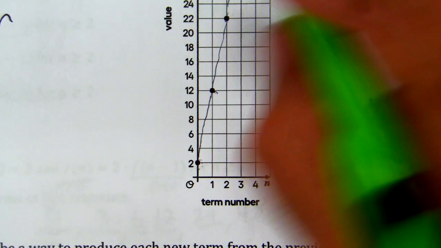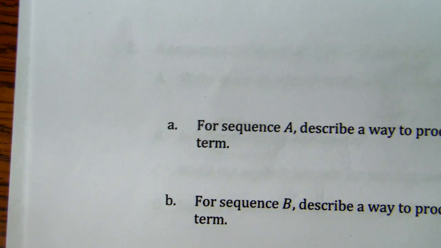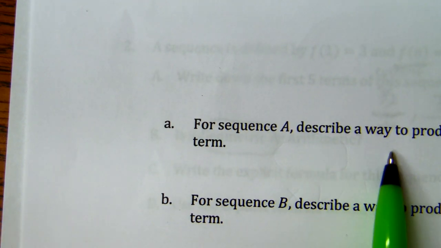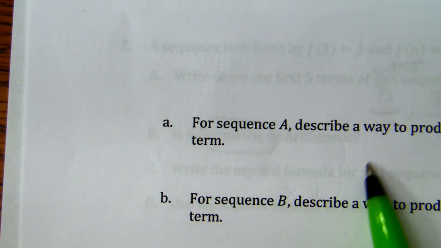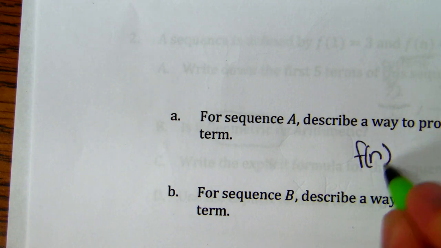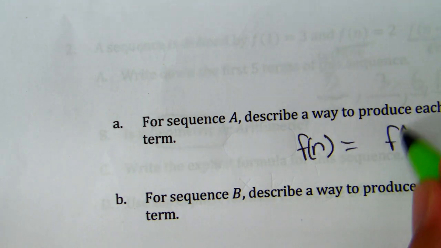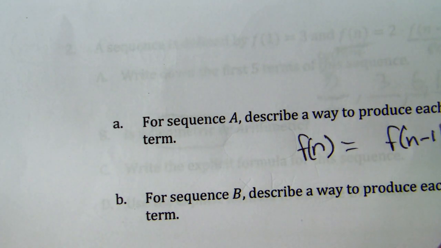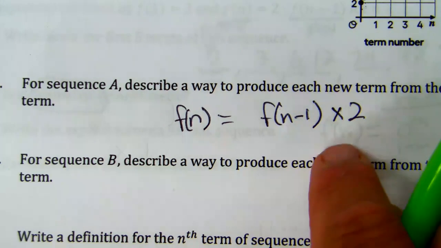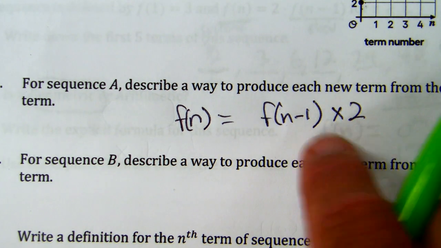Now that we've kind of studied each thing, we can go ahead and answer the questions. Sequence A, describe a way to produce each new term from the previous one. Okay? All you have to say is, if you want the current term, take the previous term and times it by 2. In sequence A, that's all we did every time. Current term, previous term times 2.